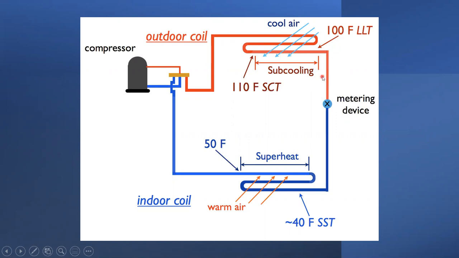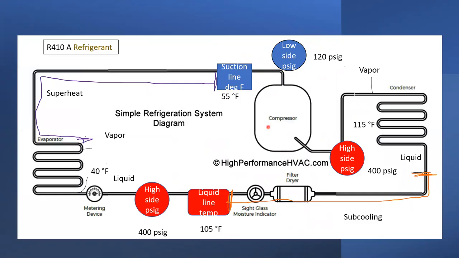On your unit, you're going to have a data plate. And that data plate is going to say, we need this amount of subcooling for this unit. And that manufacturer is taking the time to sit down and figure out what they want it to be. And that's what we're striving for. So here is our system. I'm taking a low pressure gauge and I'm putting it on. I'm reading 120 PSIG, converting that to a saturation temperature of 40.